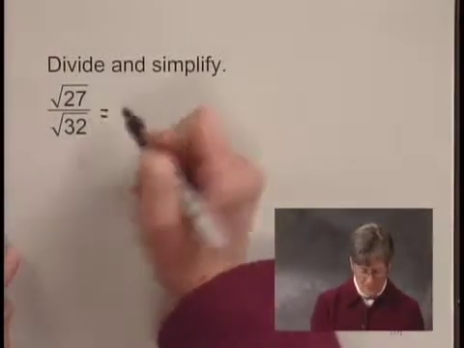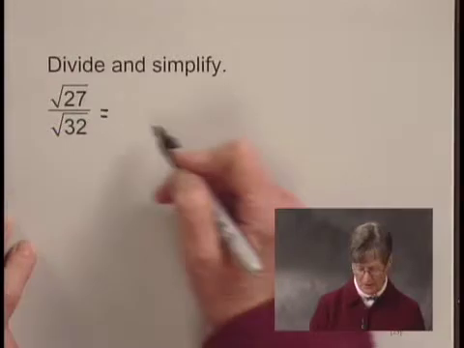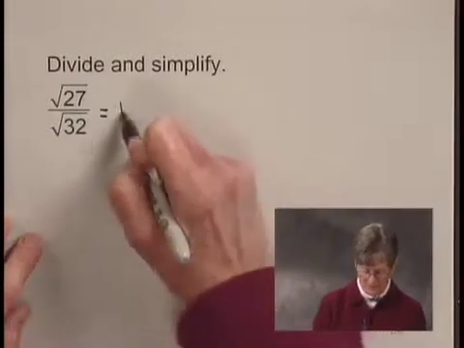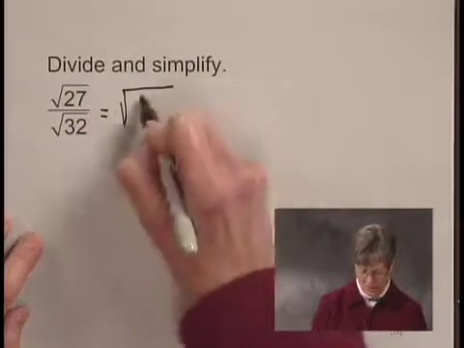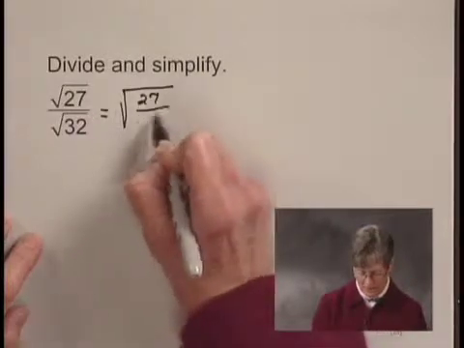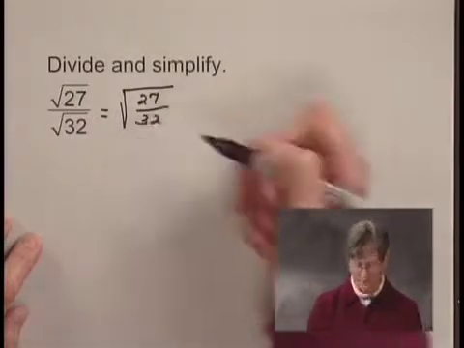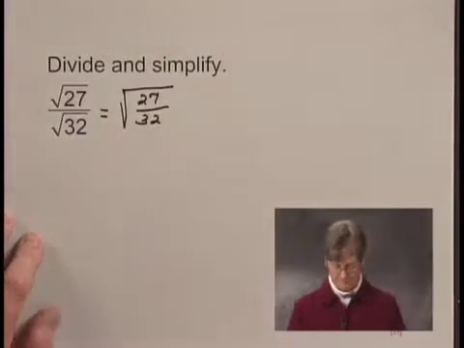And the quotient rule for radicals says that the quotient of two square roots can be expressed as the square root of a quotient. So I can write this as the square root of 27 over 32.